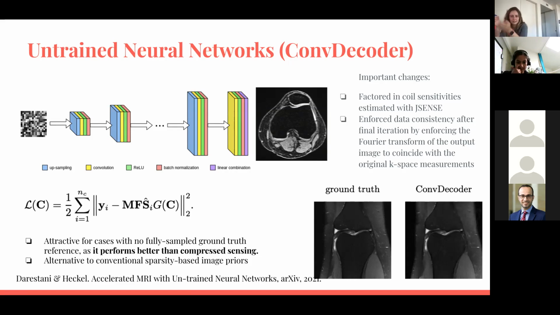So this is an example where you have a ground truth and a ConvDecoder output. It does a pretty good job, and in several cases it performs better than compressed sensing. So it definitely can serve as an alternative to conventional sparsity-based image priors, such as compressed sensing.